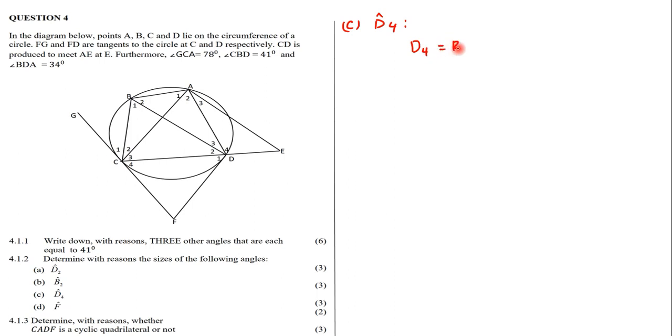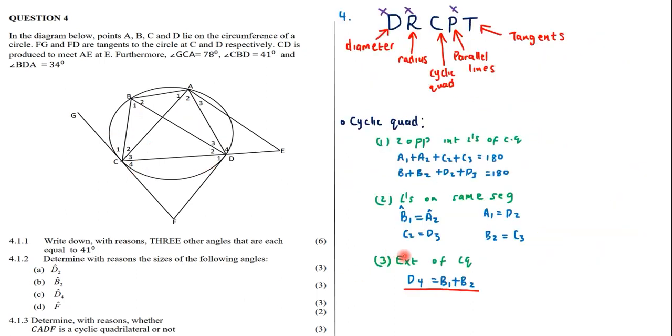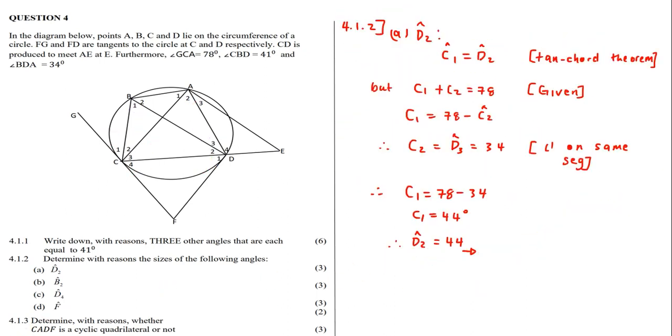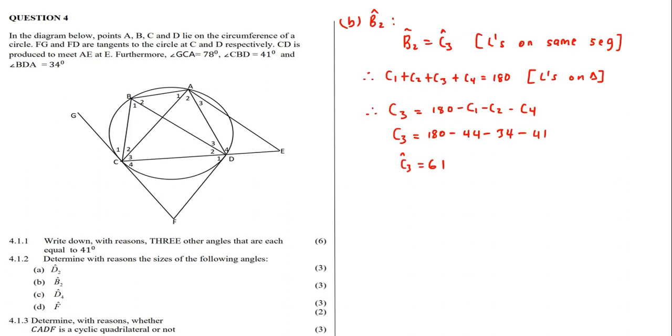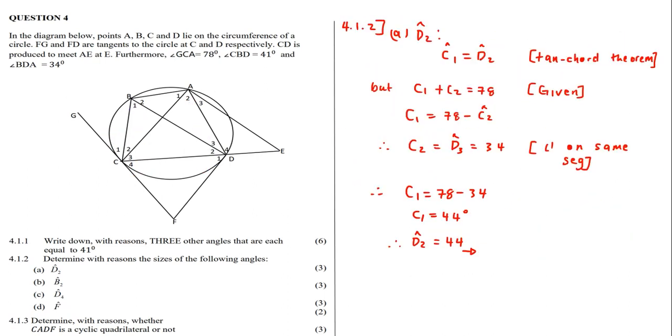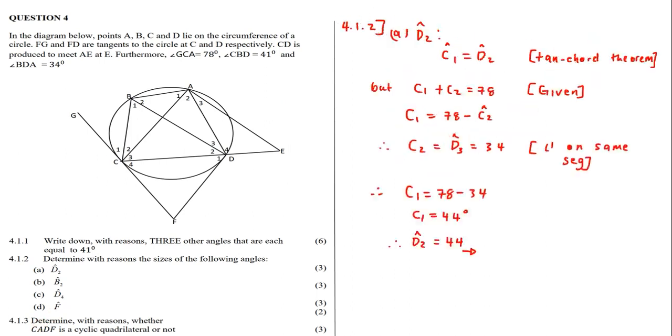D4 is B1 plus B2. Now what was the reason for that? Let's go back there and see. Okay, exterior angle of a cyclic quad. So the reason for this was the exterior angle of a cyclic quad. Now D4 equals, we're ready for B1. B1 is 41. So I'm going to write 41 plus B2, right? But what is B2? Now it means I need to find what B2 is.